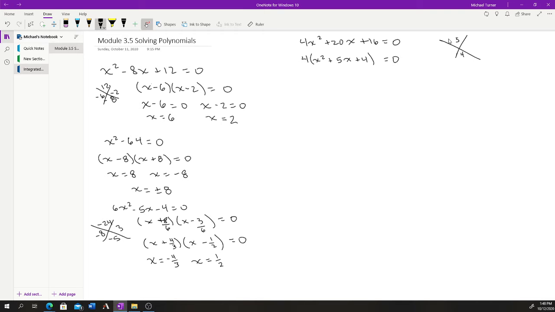Or sorry, the numbers that multiply to get 4 but add up to 5, rather, are going to be 1 and 4. So this is 4 times x plus 1 times x plus 4. And I'm going to set that equal to 0. The 4 we're going to ignore. We could divide that out if we wanted to eliminate it entirely, but we'll leave it there because this is factored form.